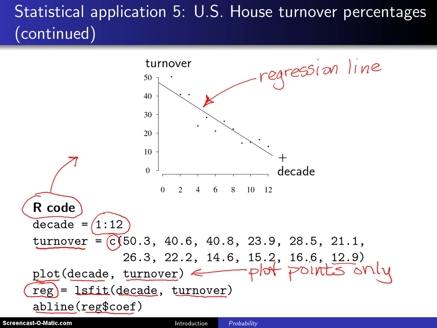It's pretty clear in this particular case that there is a decrease in the turnover percentage over time, and that null hypothesis that we had stated earlier would be rejected. So this is the end of the statistical applications, and now we move on to section 1.2, which is counting.